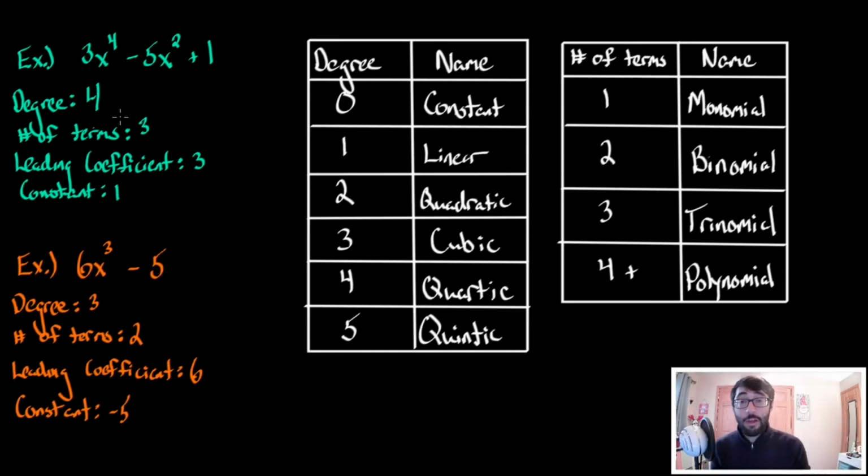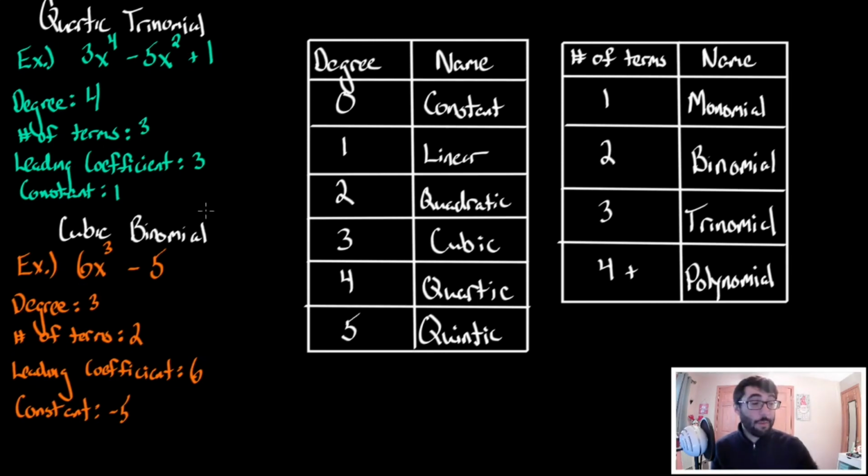So now that we talked about the degree of polynomials and how many terms a polynomial has, we can start classifying by both of those. So if I was taking a look at this example right here, we said that the degree is 4 and the number of terms is 3. So I can classify this as a quartic trinomial. And if I look at this polynomial here, we said that this is a degree of 3 and it has 2 terms, so that would be a cubic binomial. And that is classifying polynomials.